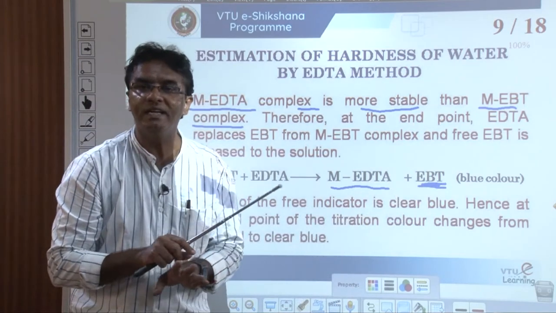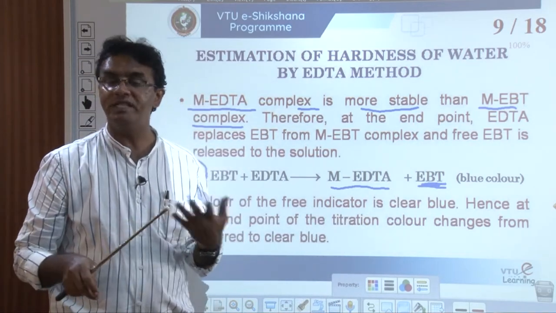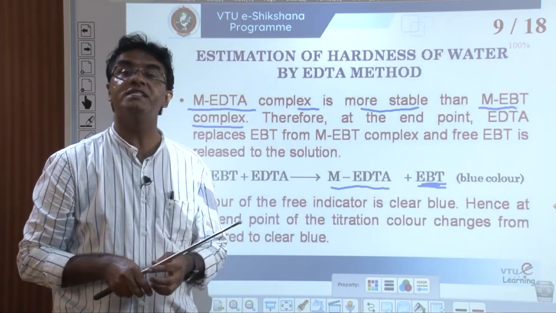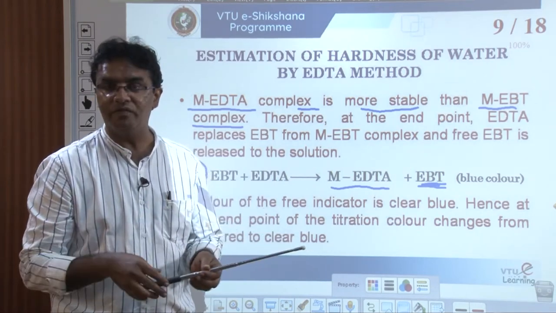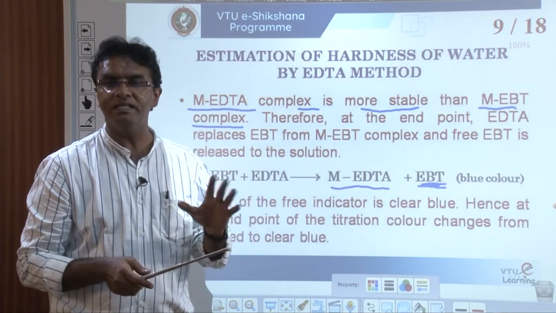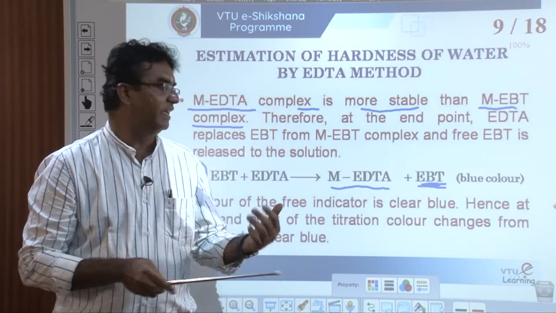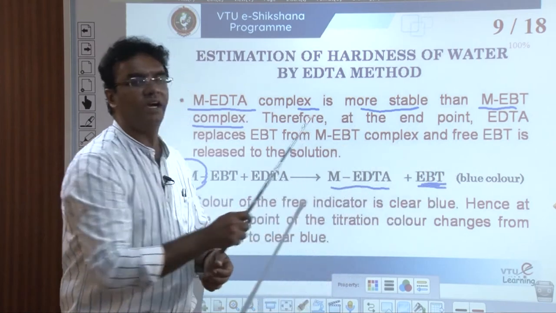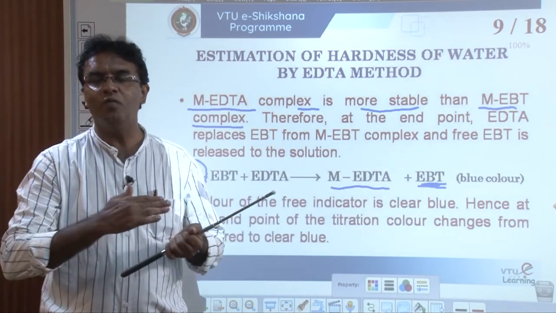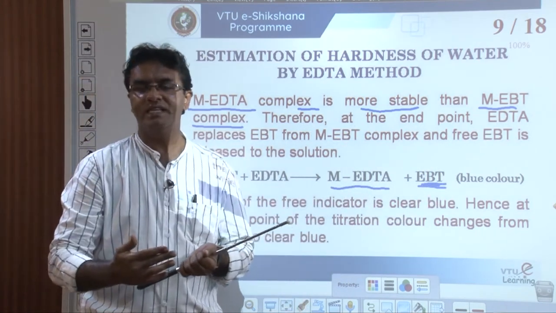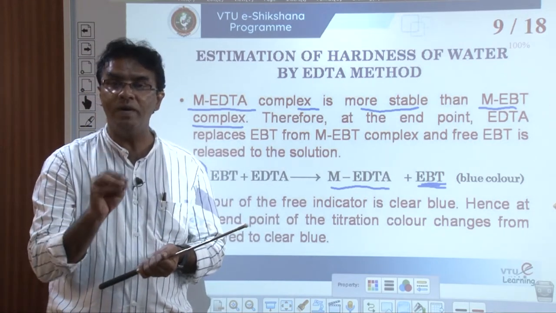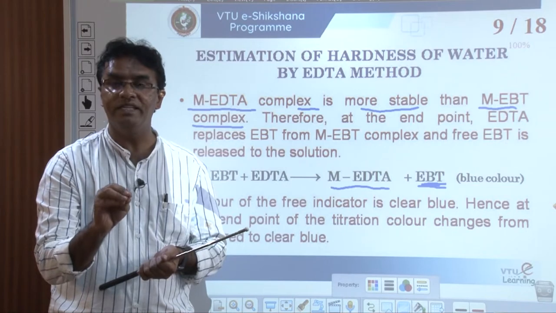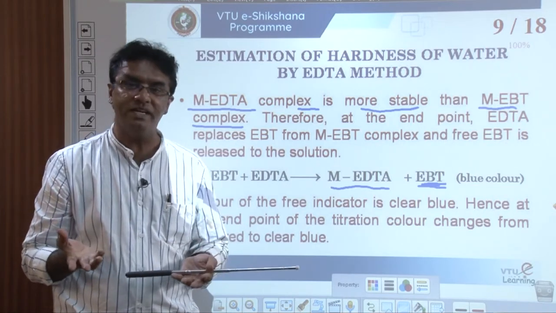Thereby, the indicator becomes free. What is the color of the free indicator? Or what is the color of the eriochrome black T indicator in the free state? That is blue. Therefore, once all the metal ions are engaged with EDTA, the indicator becomes free and the color changes from wine red to blue. Color changes from wine red to blue. So, that is the point where all metal ions have reacted with EDTA. That's the point we need, right?